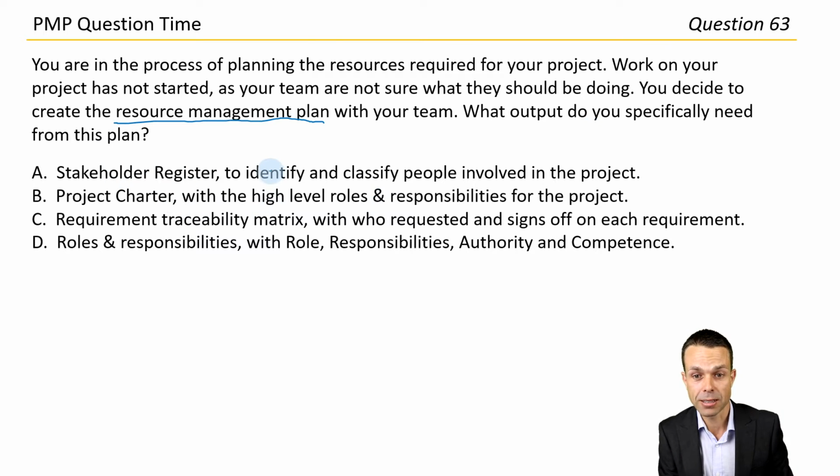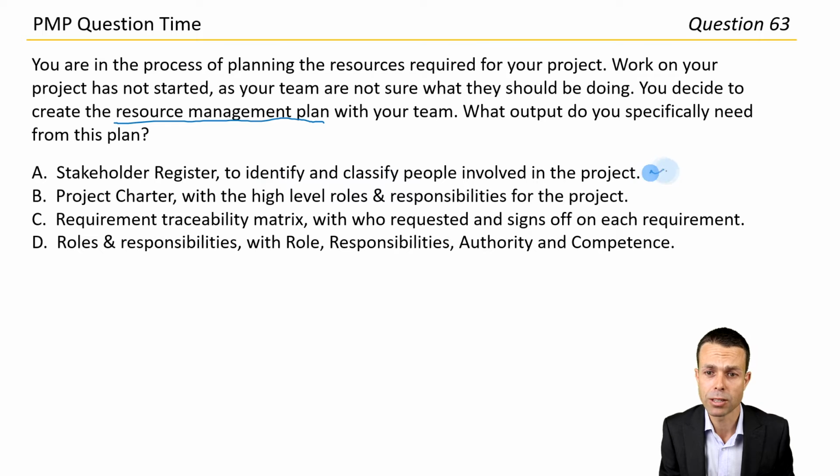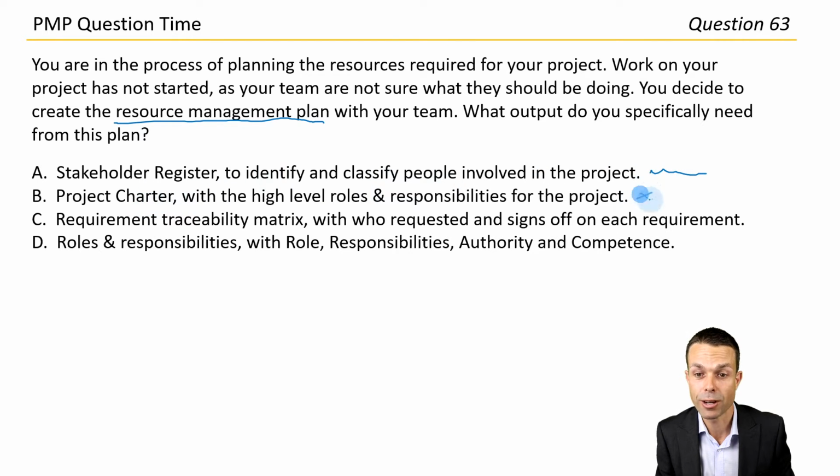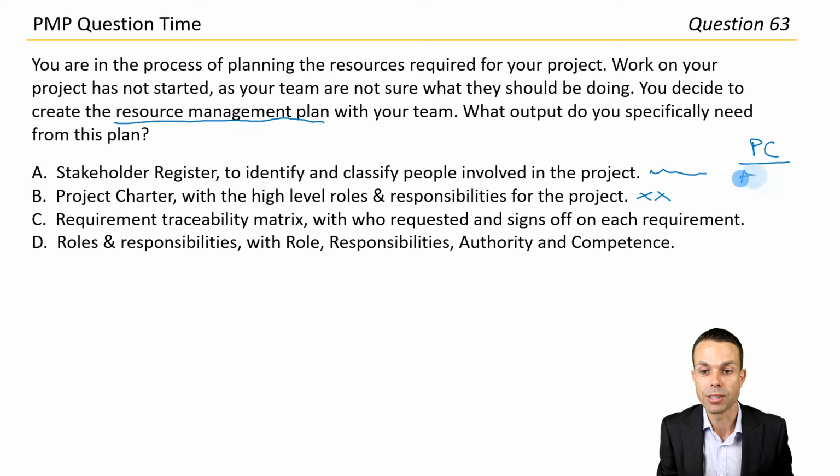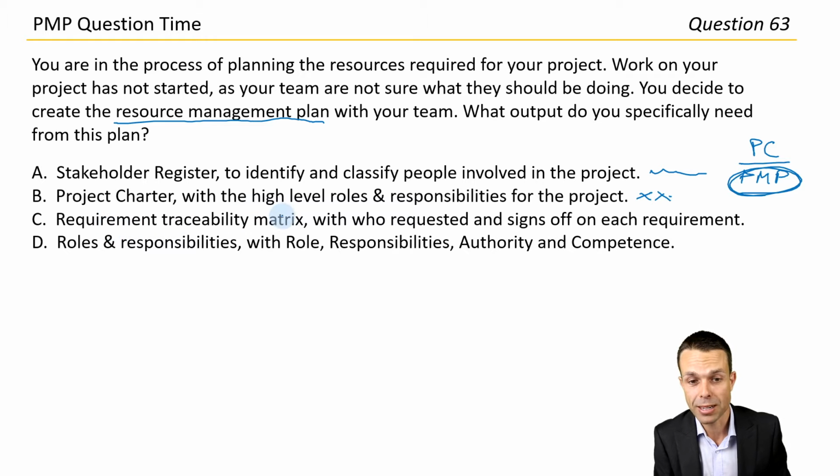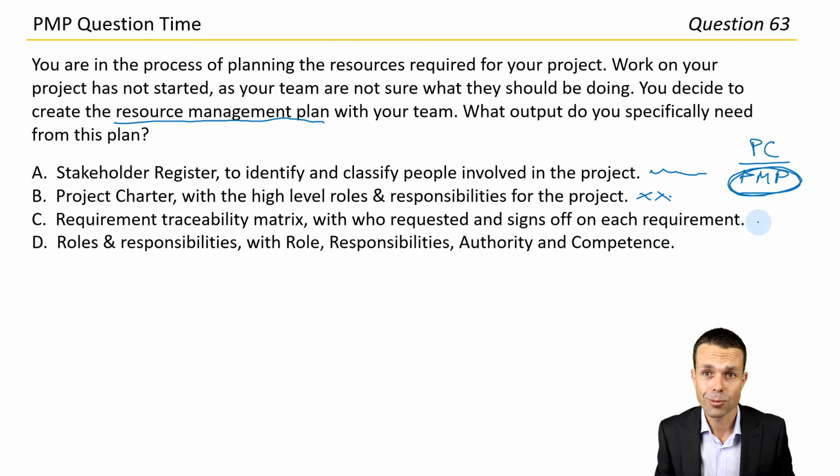Okay, stakeholder register. That seems pretty reasonable. Let's put a maybe for that one. Project charter. We should have that already if we're planning our project. We initiate a project with the project charter, and then when we're planning, we use the project management plan and all of the subsidiary plans within that. So not that one. Requirement traceability matrix. I think we can trace requirements to their source and to the scope that we're delivering, but that doesn't relate necessarily to the resources. So let's put that as a no for now.